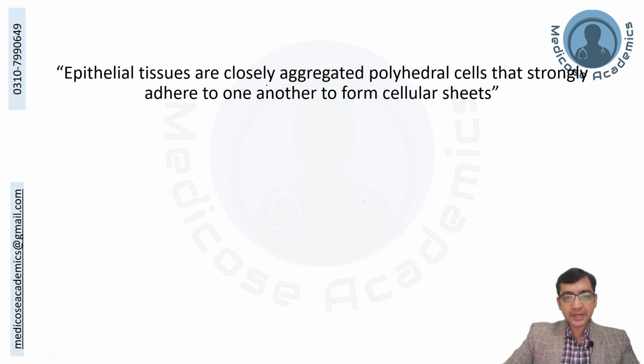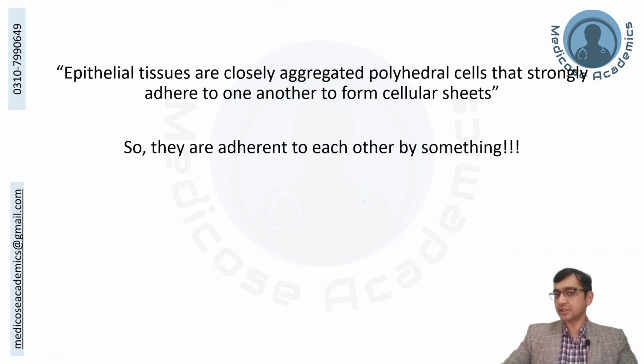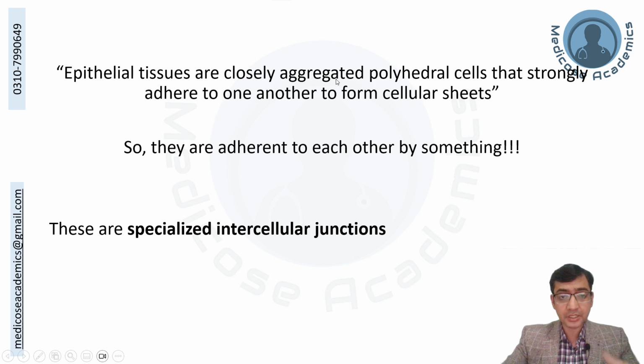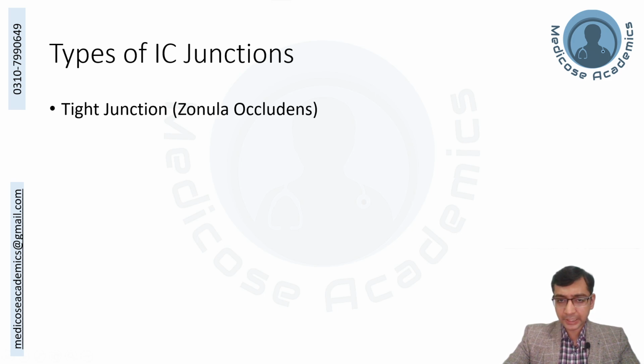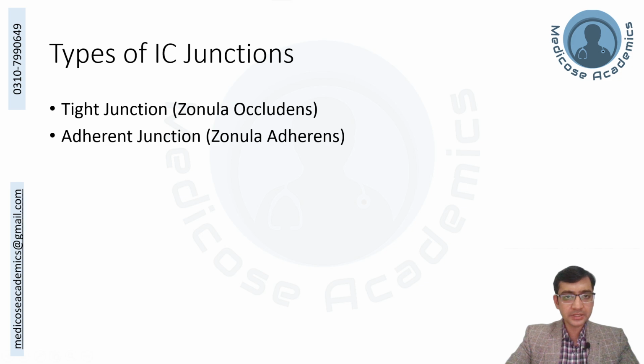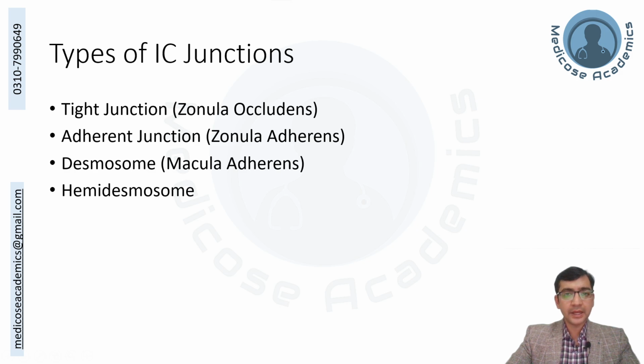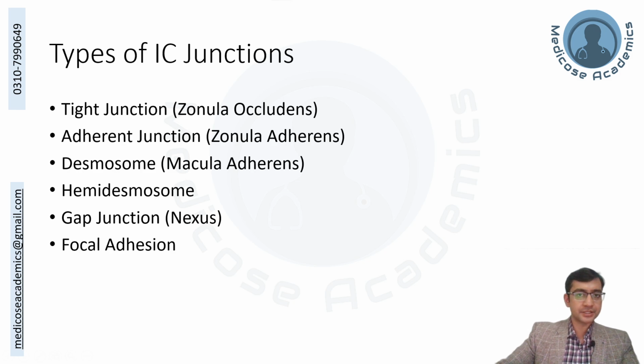They are closely adherent cells, polyhedral cells that are closely adherent to one another. So they must adhere to each other by something. What is that thing? That is the cell junction. These are the specialized intercellular junctions. The intercellular junctions are of the following types: tight junctions, zonula occludens, adhering junctions, zonula adherens, desmosomes, hemidesmosomes, gap junctions, and focal adhesions.